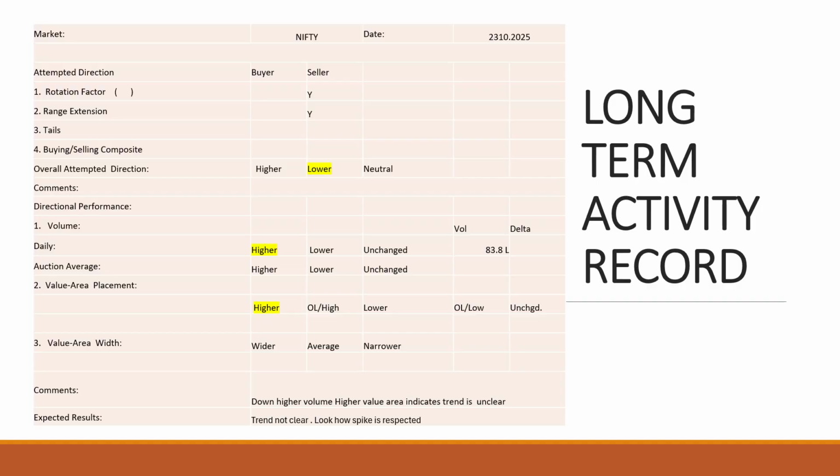So, this was a long-term activity record which indicated that sellers were coming in with the overall direction towards the lower side, and the volume was on a higher side, and value area placement was also towards a higher side. It was a gap up opening. So, in such a kind of scenario, trend is unclear.